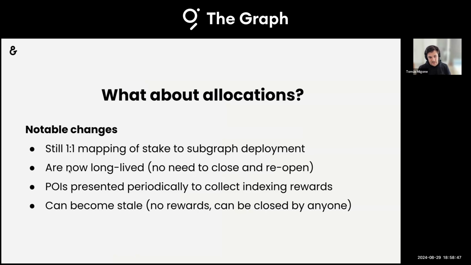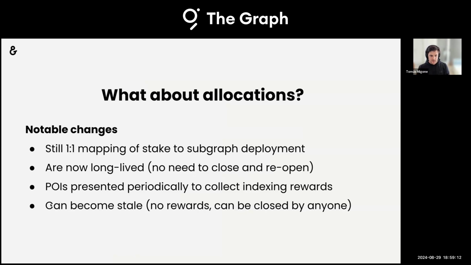As a consequence of that, you now need to present POIs periodically, which actually is the same as how it works today, right? You need to present a POI periodically, but today when you present a POI, you close the allocation and you reopen it. So now the allocation will stay open, but you can present periodically to collect indexing rewards.